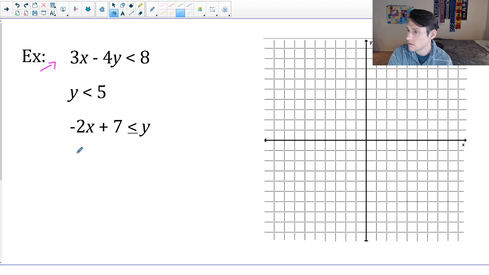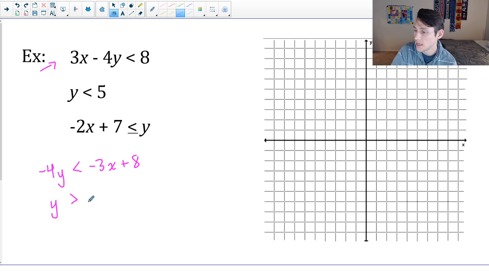So this first one, let's subtract 3x. So minus 4y less than negative 3x plus 8. Divide by negative 4 on both sides. So y, that would switch the direction because we divided by a negative. Negative 3 divided by negative 4, so that's positive 3/4. Positive 8 divided by negative 4, so that's minus 2.